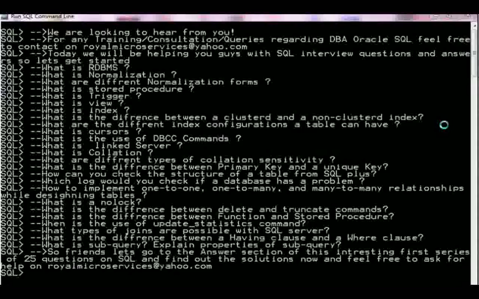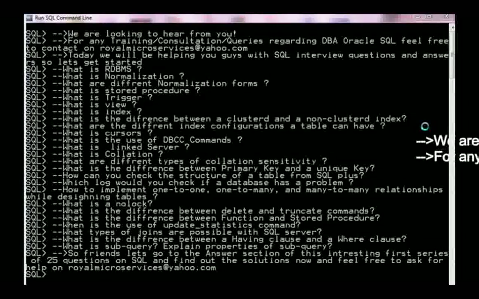DBCC CHECKFILEGROUP. So that's DBCC CHECKFILEGROUP. Checks all tables in the file group for any damage. What is a linked server?